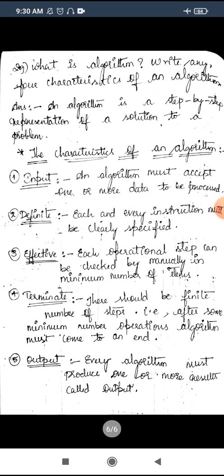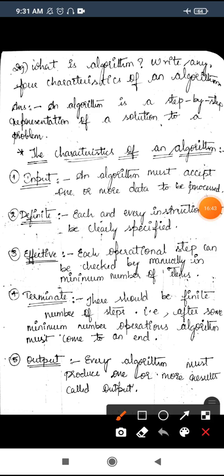Okay, so the next question is, what is an algorithm? Write any 4 characteristics of an algorithm. So an algorithm is a step-by-step representation of a solution to a problem. So algorithm means it is a step-by-step solution to a problem. Okay, so this is a definition.